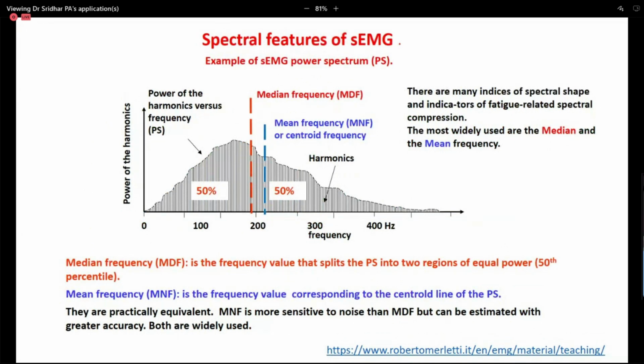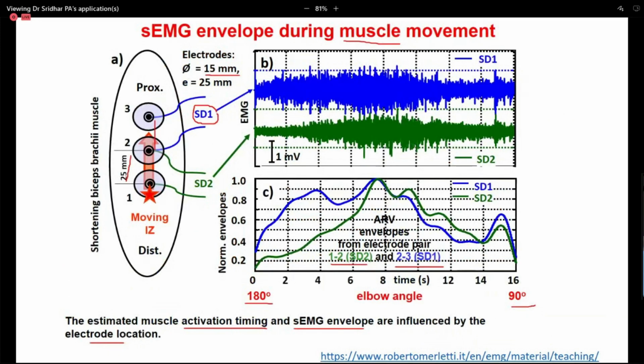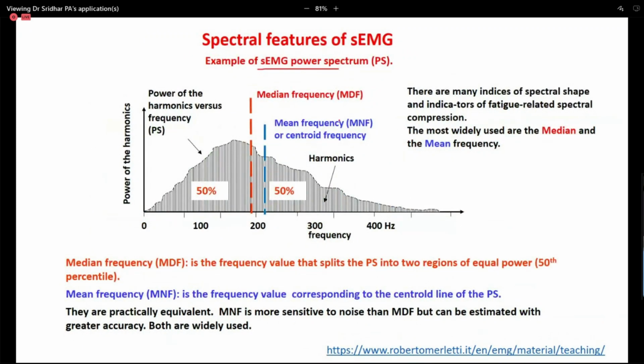And then you go for different types of features, the frequency features, which can identify the mean frequency and median frequency. So this is an example of an EMG power spectrum to look into how the change in frequency happens with respect to the activity, not just in the time domain. I will show you that there are many indices why we are using this.